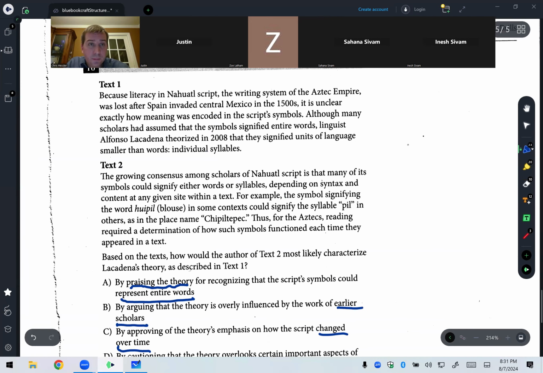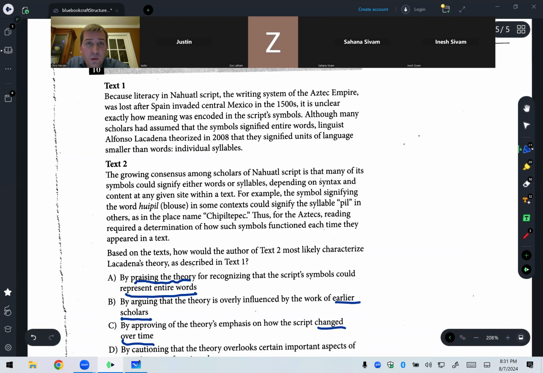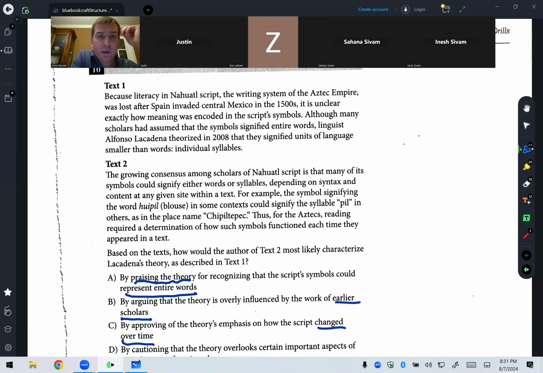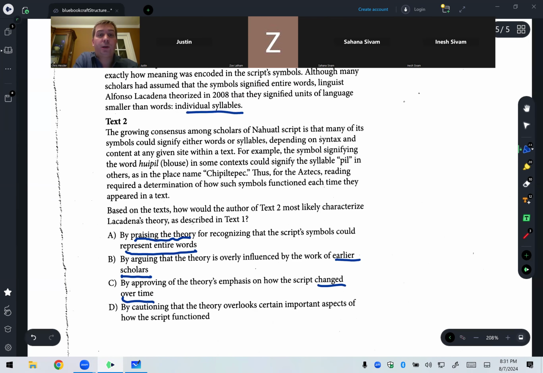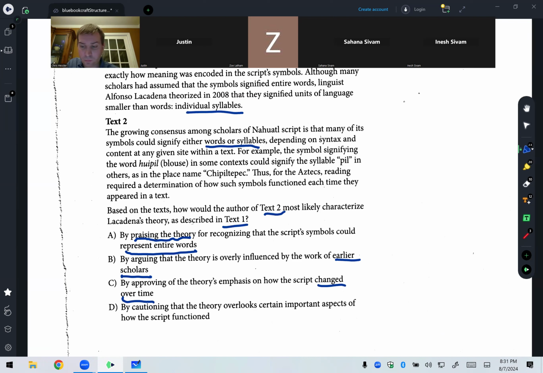Last one. All right, so here we have an Aztec script. Author 1 says that many scholars assumed that the symbols signified entire words. Linguist Alfonso Lacadena theorized that they were smaller than words. They were syllables. The second author says it could be words or syllables. Interesting. So a little bit of a disparity there. What would the author of text 2 say about the theory from text 1? Text 1 says that they are smaller than words, that they are syllables, not entire words.